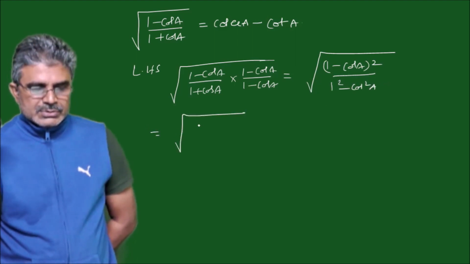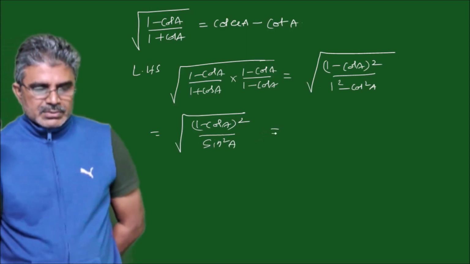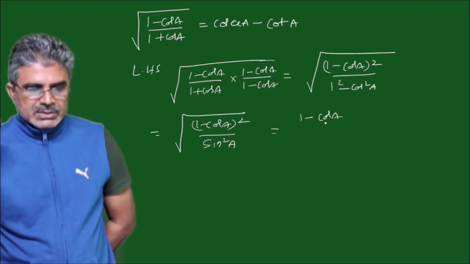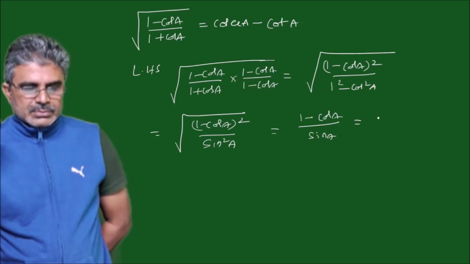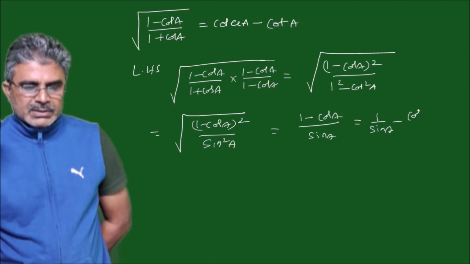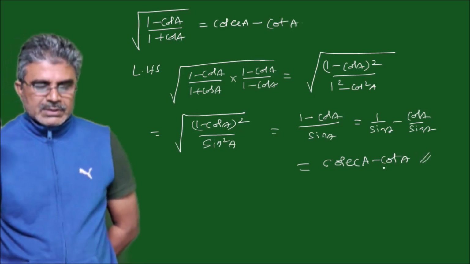Which will give square root of 1 minus cos A whole square divided by, using the identity, sin square A for the denominator. Taking out the square roots and squares on both sides, you will have 1 minus cos A by sin A. If you split this sin A to the two terms in the numerator, you will have 1 by sin A minus cos A by sin A, which will give cosecant A minus cot A, hence the RHS.